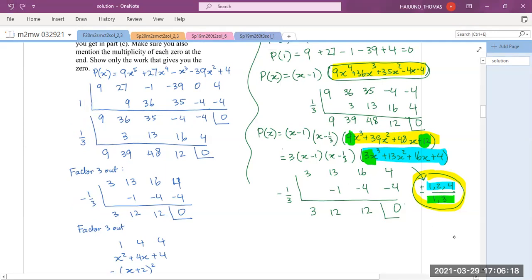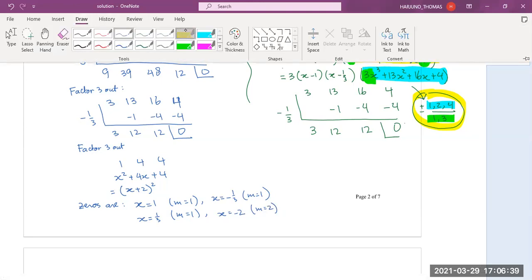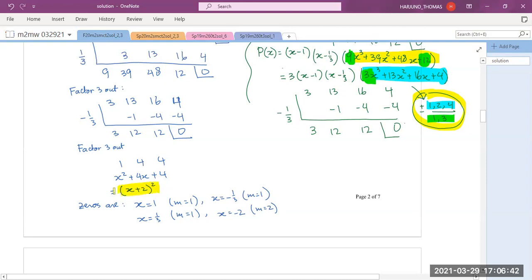Right? Okay, 1 is a 0 with multiplicity of 1. 1/3 is a 0 with multiplicity of 1. x equals -1/3 is a 0 with multiplicity of 1. And x equals -2 is a 0 with multiplicity of 2. Why? Because x plus 2 squared is a factor. Okay, that associates to this. Now then, let's go on. Continue from there.